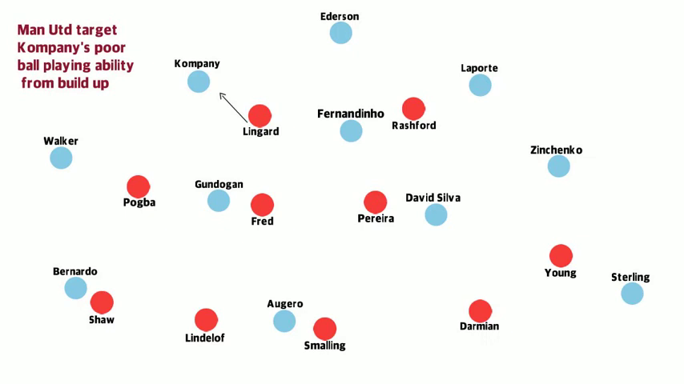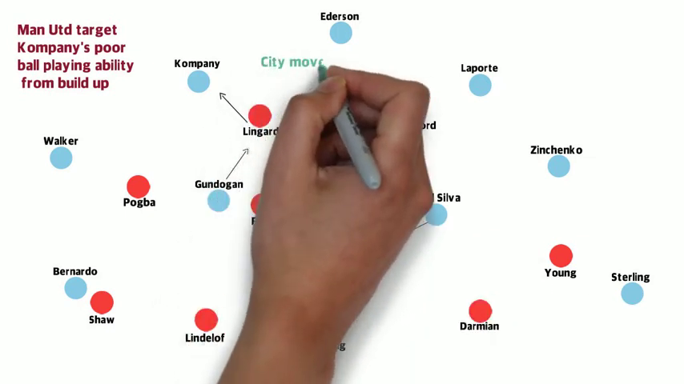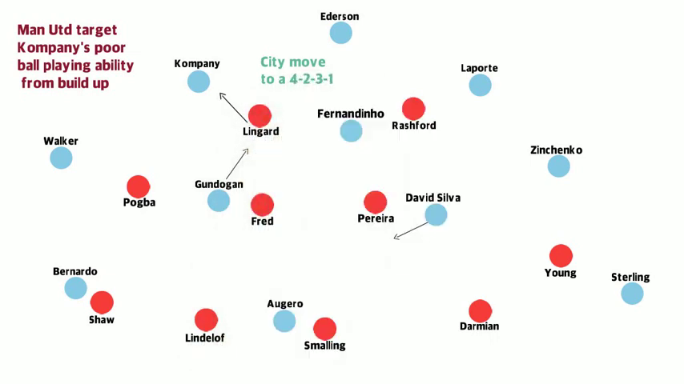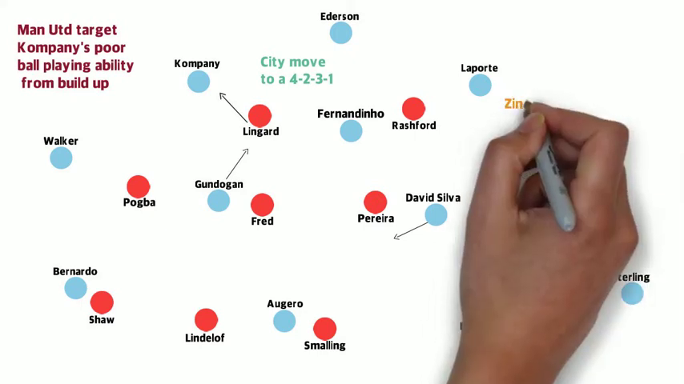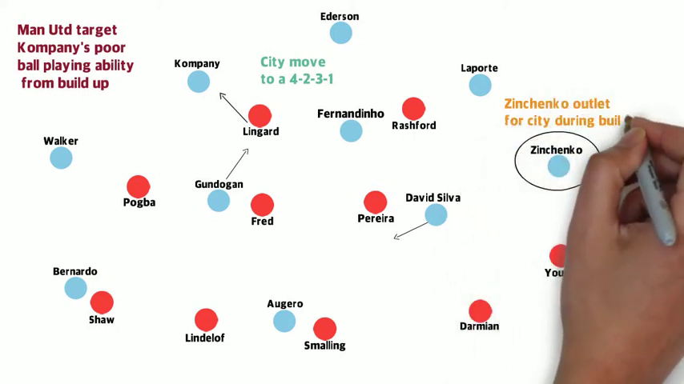This forced an early tactical change from Guardiola, who moved Gundogan into a double pivot with Fernandinho, creating a 4-2-3-1 with Silva as a central attacking midfielder and Zinchenko sitting higher and wider during the build-up. This meant that Zinchenko was an outlet for City during the build-up, but City couldn't really stamp their authority on the game.